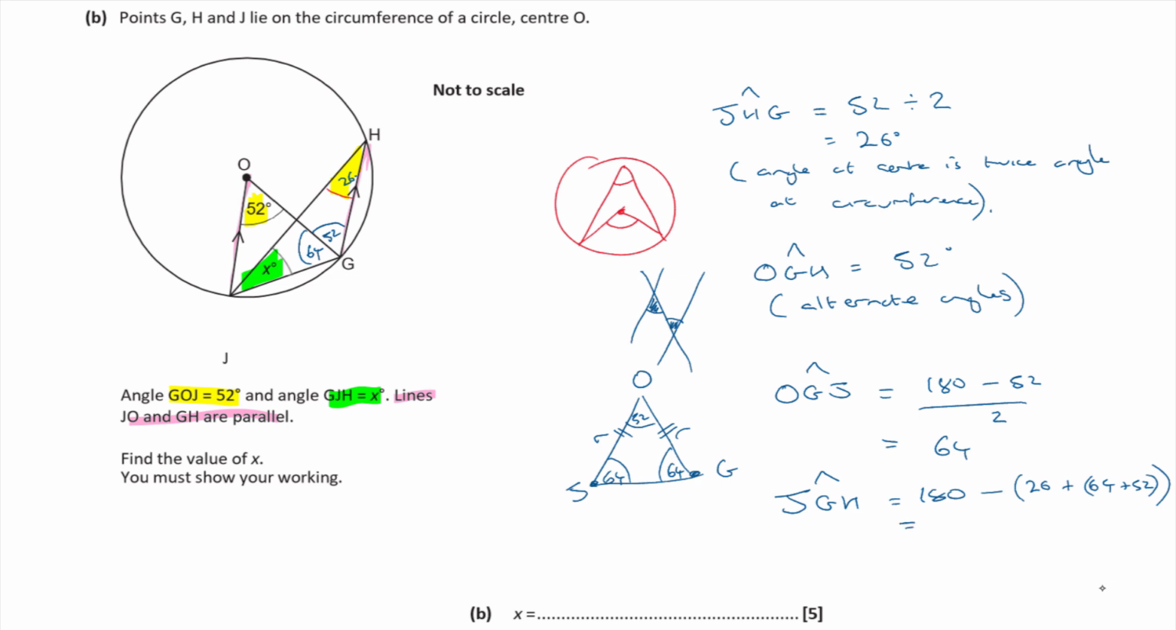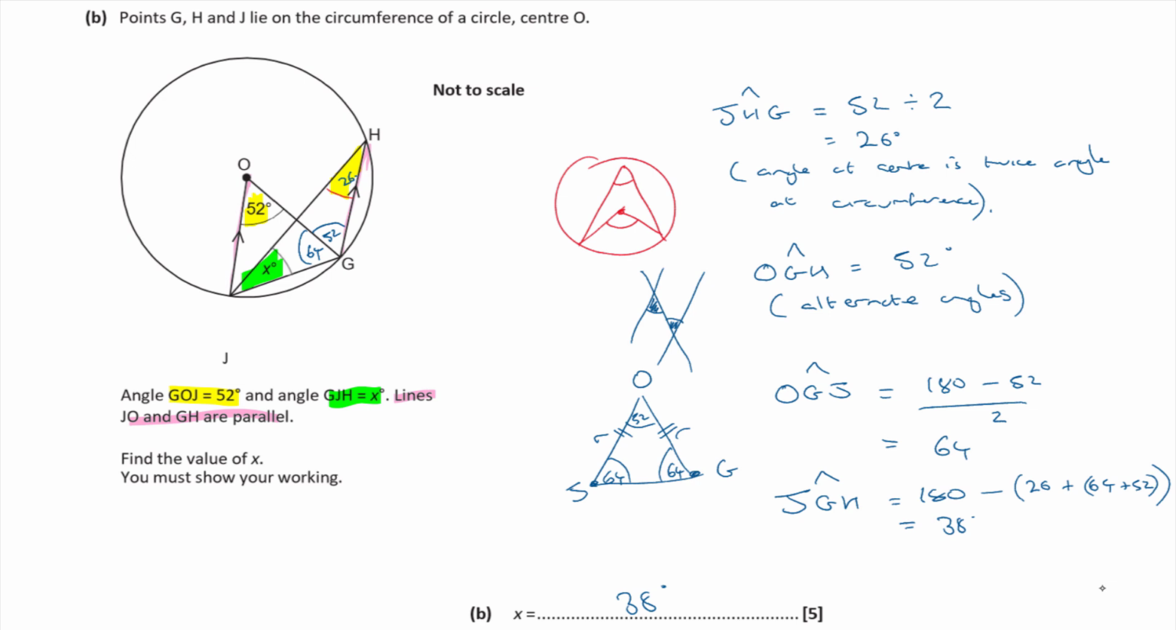Okay, so what's that then? So 26 plus 64 plus 52 comes to 142, and take that away from 180, that's 38 degrees, isn't it? Okay, so JGH is 38, and that's the answer I'm looking for. I'm looking for 38. Okay, so it's quite tricky, that one.